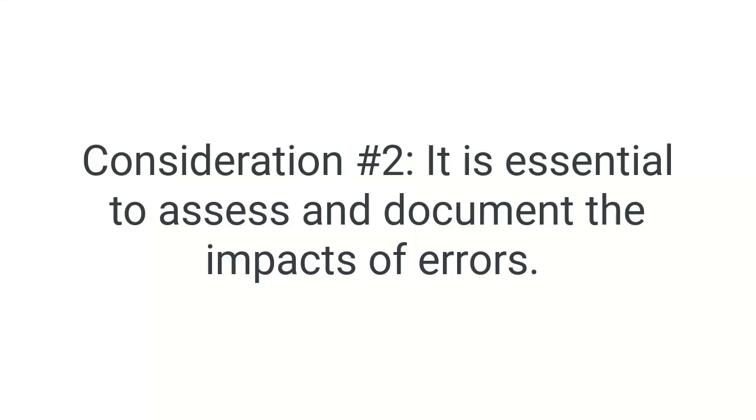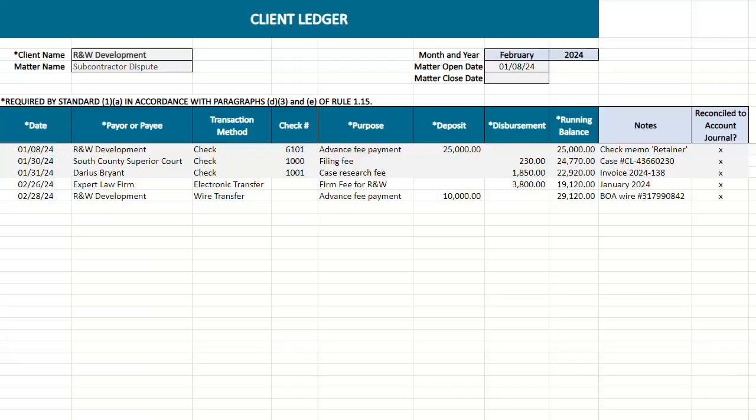It is also important to assess whether the error you found caused any unintentional misappropriation. When you look at R&W Development's client ledger, you see the running balance was $24,770 at the time you made the error. The error caused R&W's ledger to be overstated by $90. At no point during the month did the client's balance fall below $90, which means the client had available funds in trust to cover the mistake.